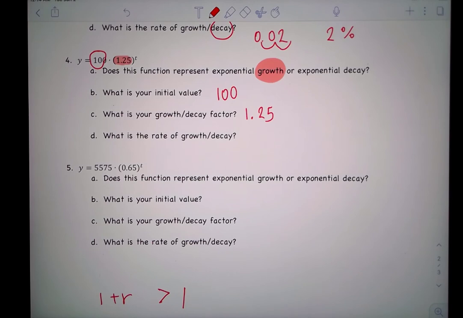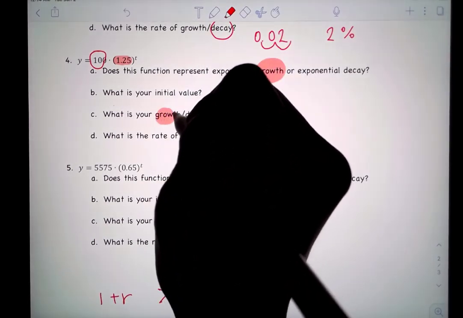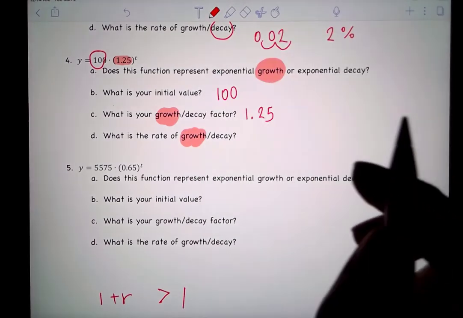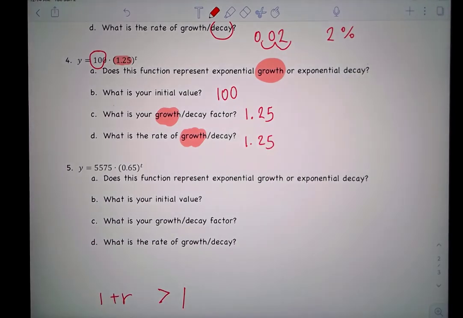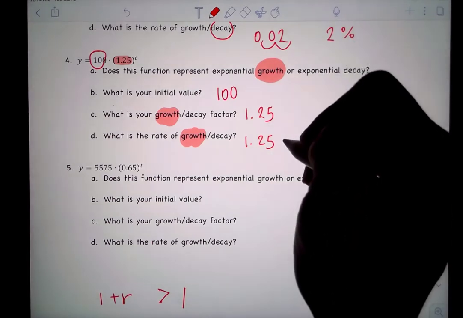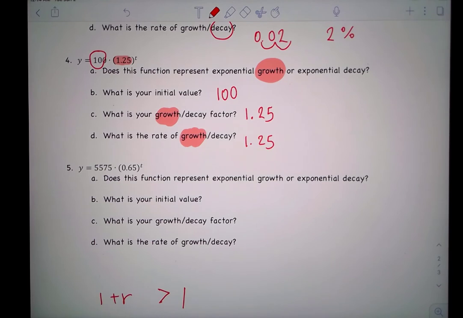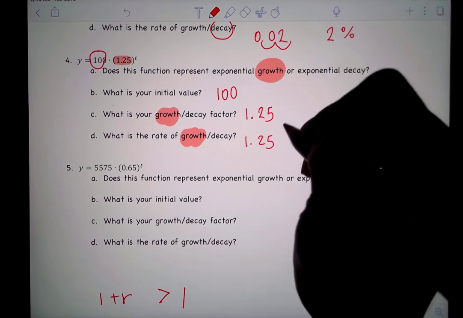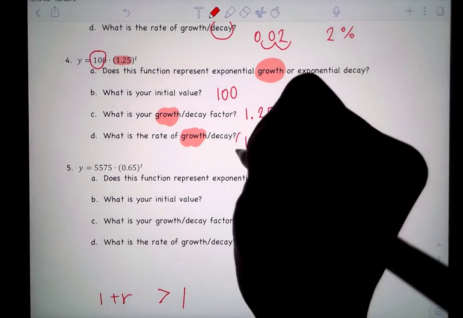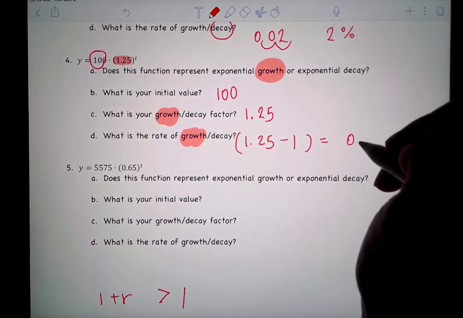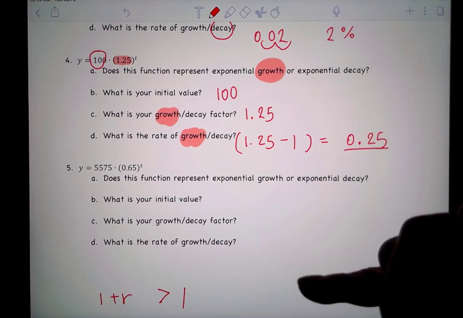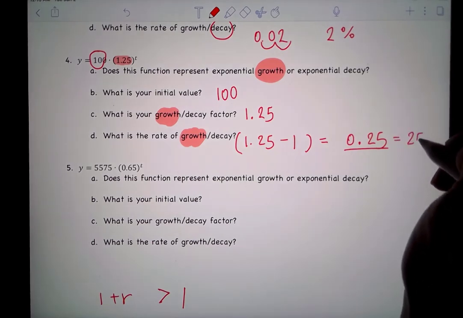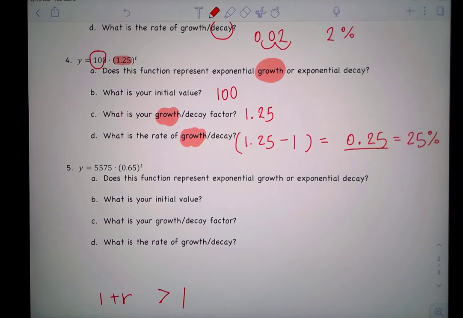And if the question asks you, what is the rate of growth? That is 1.25. We need to break it into 1 plus something, right? So that we can get r. Or you can just subtract 1. Let's do minus 1 because that was 1 plus r, but we want to know r. So let's subtract 1. Then you will get 0.25, right? Or if you want to write it as a percent, then it will be 25%. Okay?